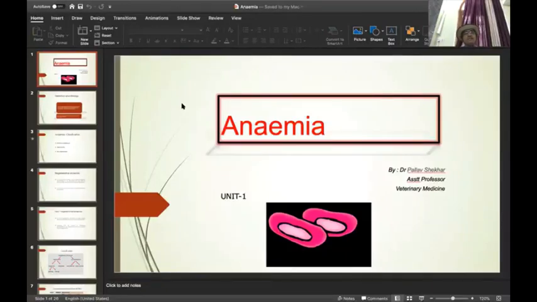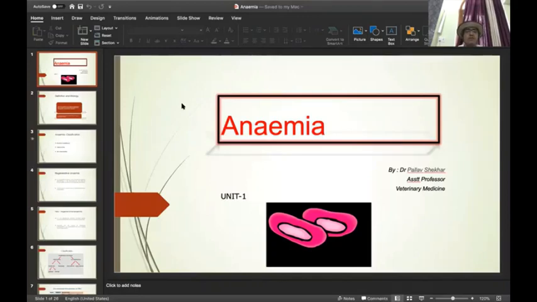And we may not call it a disease because it is a manifestation. It may be a manifestation of several diseases occurring in both, although today the course is of ruminants, but we will certainly discuss anemia in every aspect in all types of animals.